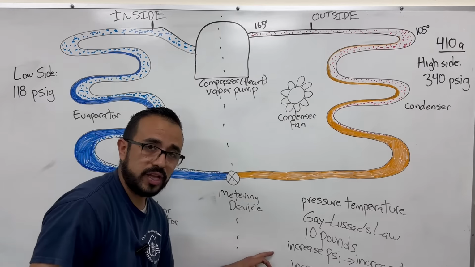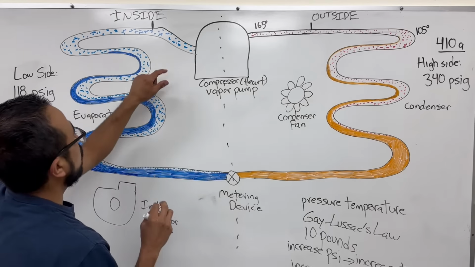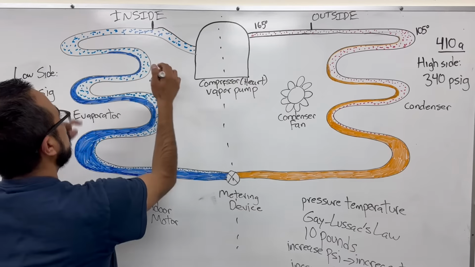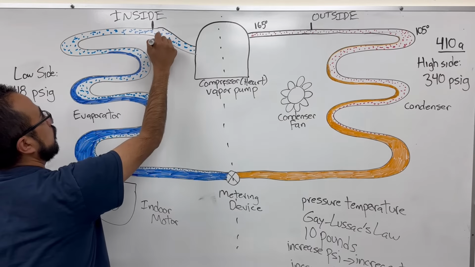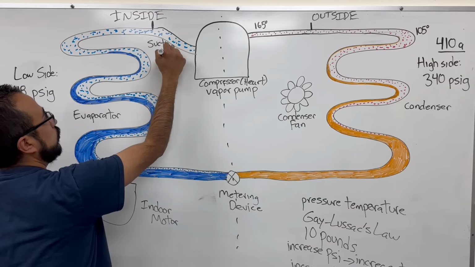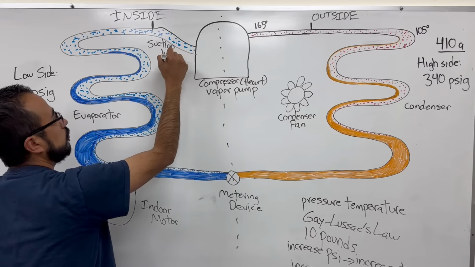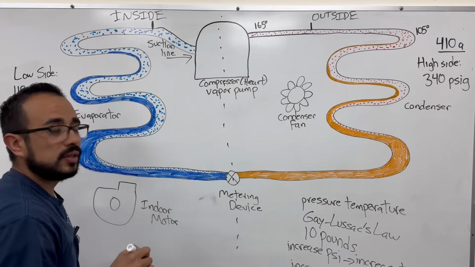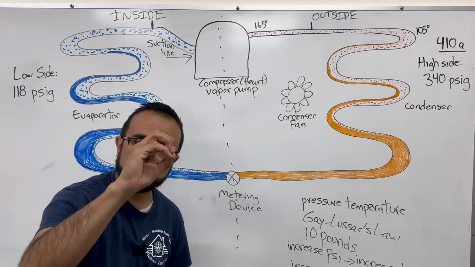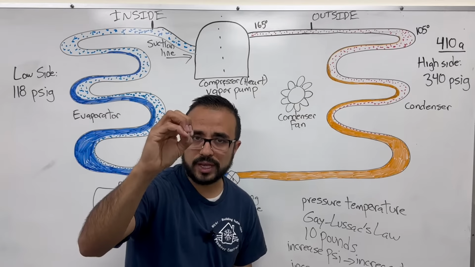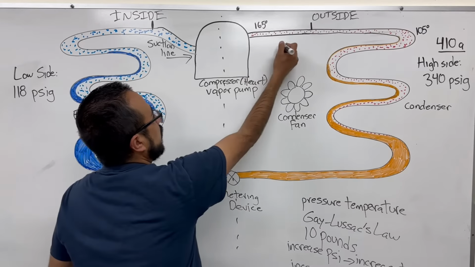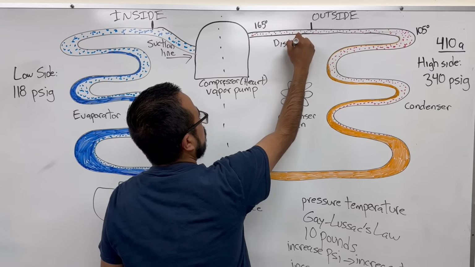So that's important to understand, and you'll know right now. This line here is called the suction line. So the refrigerant, the vapor molecules, are traveling that way. So the suction line is pretty big, right? It can be 3/4 or 7/8. This line here is the discharge line.